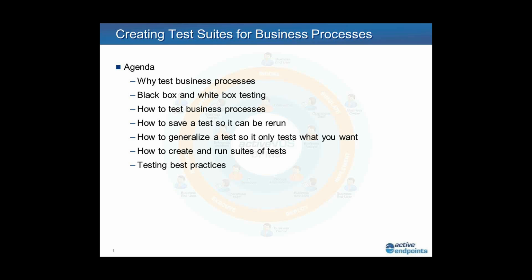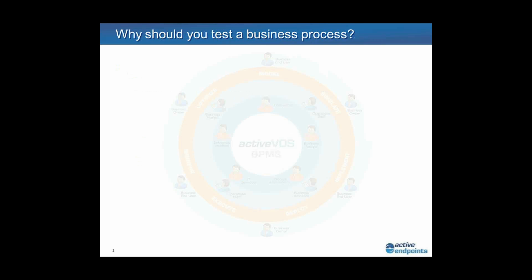So first, I'm going to be covering why we should test business processes. I'll go into some of the different styles of testing, blackbox and whitebox testing. I'm going to have more in this talk than normal. I'm going to be doing some how-tos, how you actually accomplish this kind of testing, and I'll naturally be using the ActiveVOS product to show that. And then at the end, I'll be showing some testing best practices.